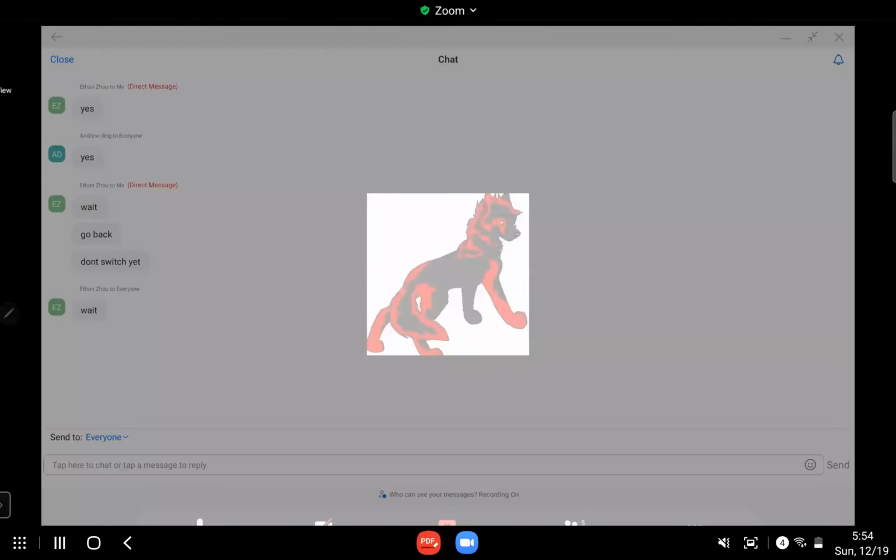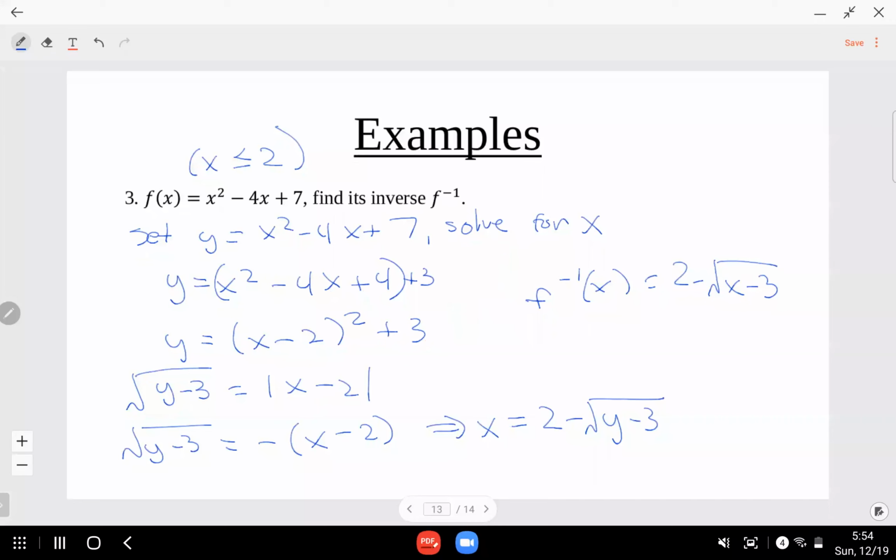Okay, wait, I'll go back. So it's just solving a quadratic. It's not that hard, all right? But the main point is to get this absolute value, right?